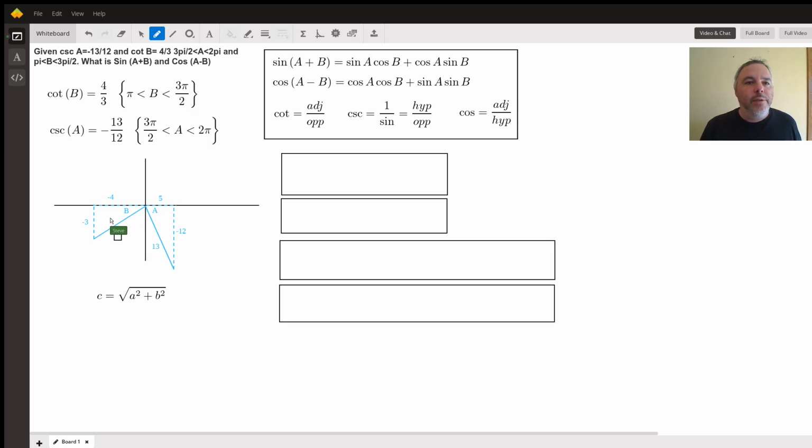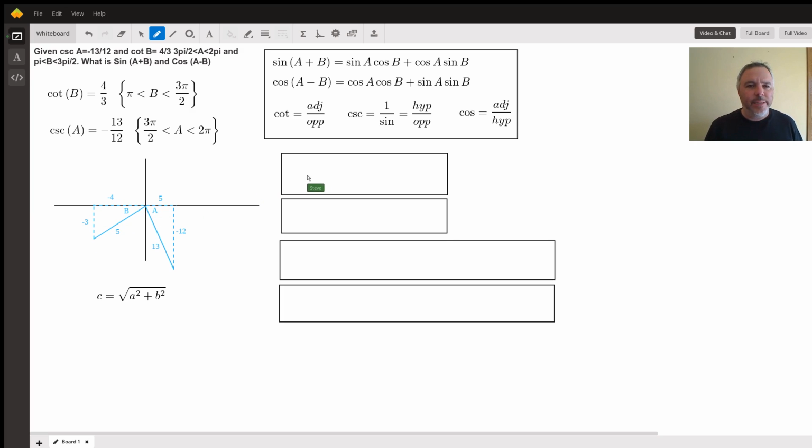So let's go over here. And now for B, we're given the cotangent, which is the adjacent over opposite, and that's got to be 4/3. Well, notice that 4/3 is the same as negative 4 over negative 3, because the negative signs cancel. So the key here is to make sure you're not in quadrant 1 when you think of 4/3, because then you'll be off by 180 degrees or pi. So again, using the Pythagorean theorem, this will be a 3, 4, 5 triangle.